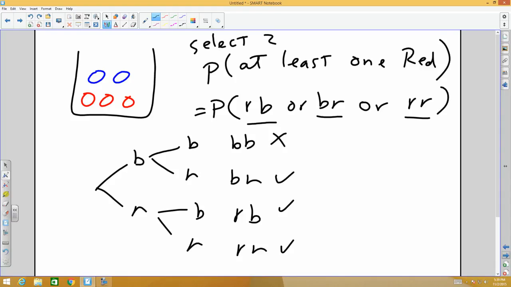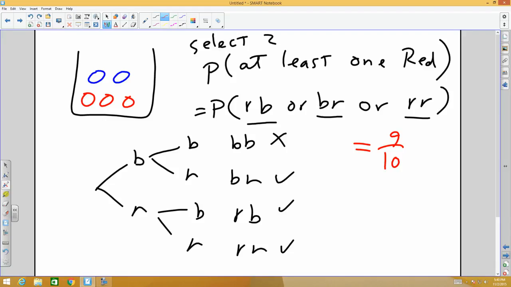Each one of them was 3/10, remember? So the answer would be 3/10, 3/10, 3/10. That would give me 9/10. Does it make sense? That's what we did last time, right? When you add them, you get 9/10. So as you can see, there are a lot of questions I can ask from a tree diagram like this.